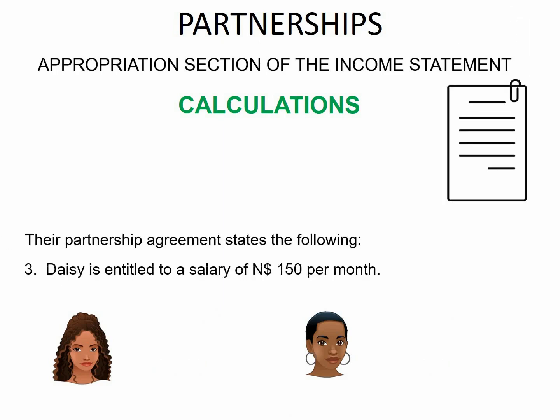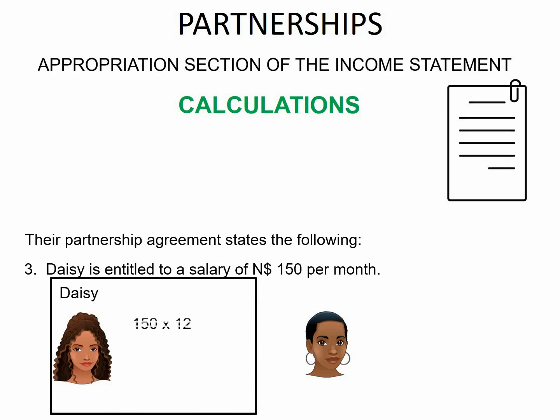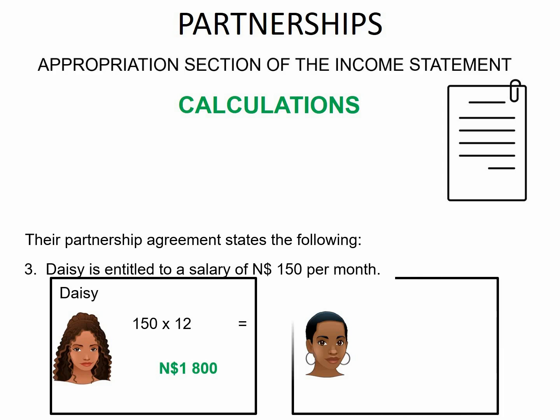The next calculation is the salary for Daisy. Daisy is entitled to a salary of $150 per month. So how will this be calculated? We'll take the 150 times 12. Why? Because we have 12 months in a year. And then a total salary for the year will be $1,800. Anna will not receive a salary.